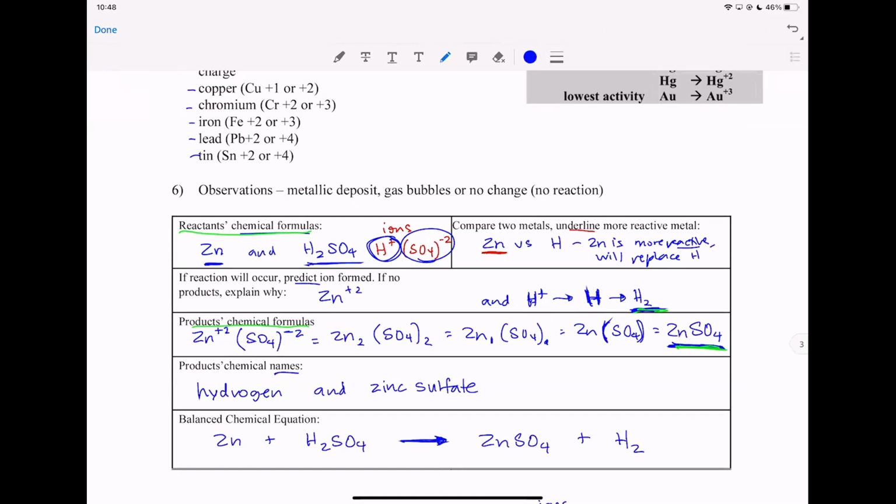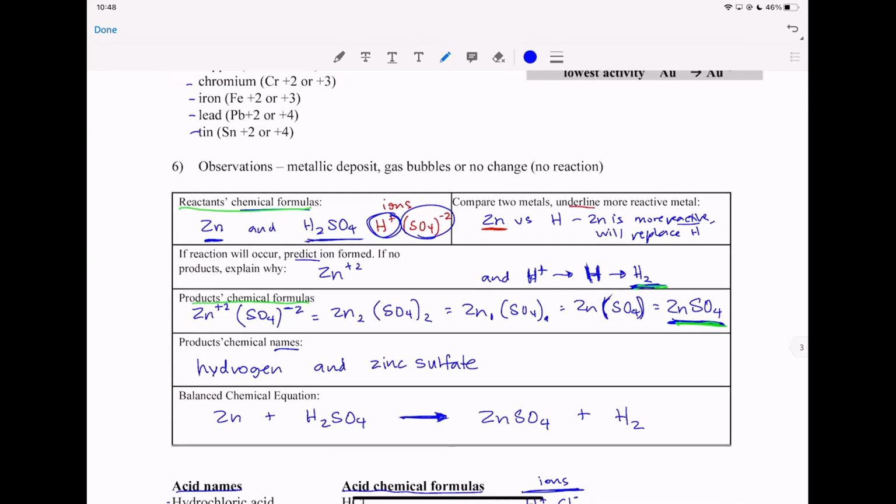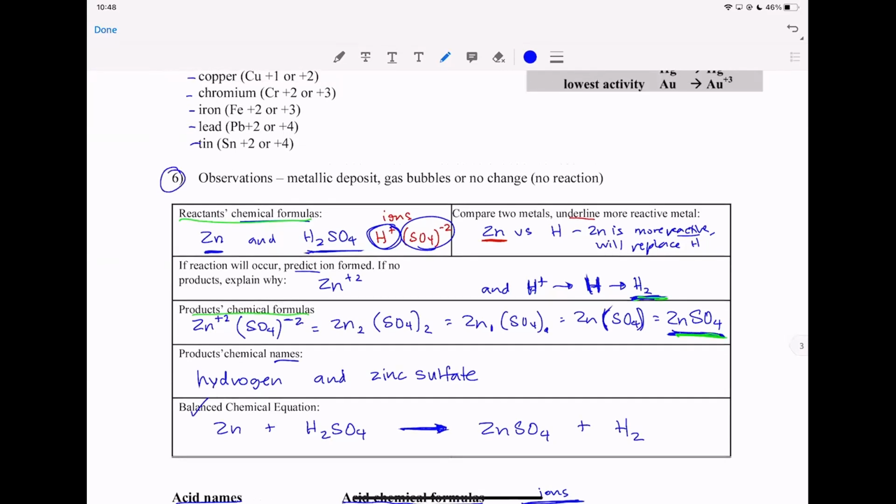Okay. So then you want to balance it. And balancing it is making sure that all the atoms are equal, and this looks like it is balanced. And so you will see step 6, which is observations. Actually, you're going to make all the predictions first before the observations. So making all those predictions first before going on to observations is the goal.